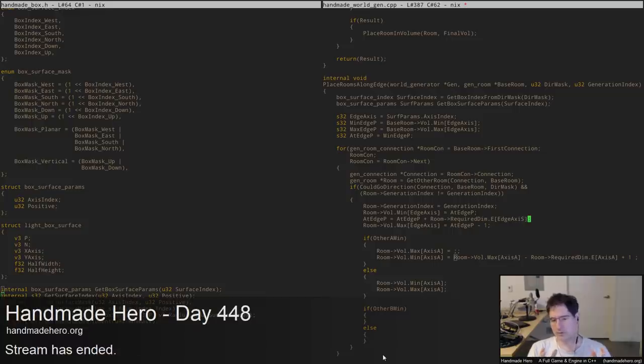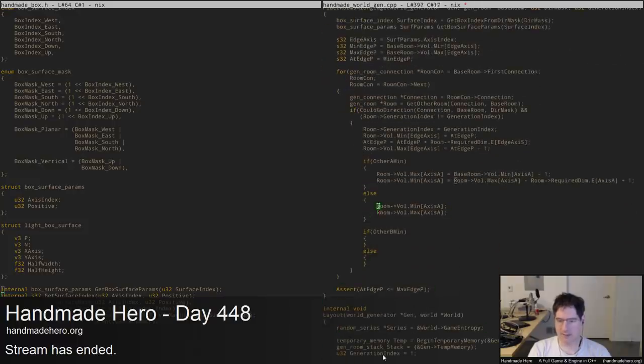So you can see there, we're placing the room along the edge. Then we need to know what we're going to place here. In this case, we know that this is going to be whatever the base room had. I just want to start one prior to that, so that's where this room would abut, right? And then furthermore, the opposite version of this would be true.